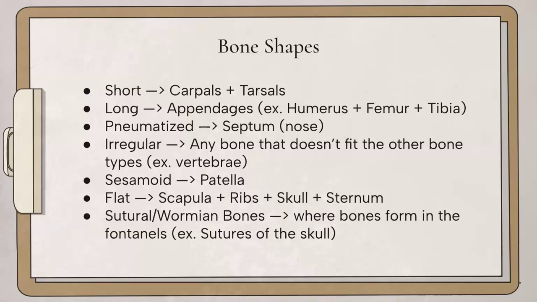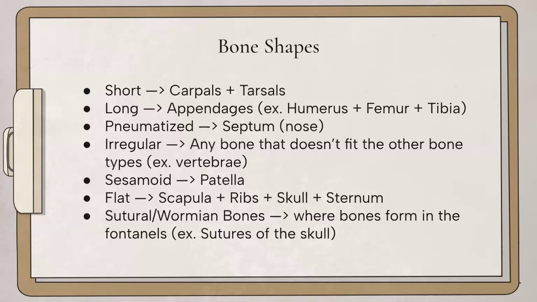Flat bones are the next one. This one is actually quite popular within your anatomical structure. So your scapula, aka your shoulder blades, those are flat bones. Your ribs are flat bones, and then the different bones that compose your skull, so frontal, parietal, occipital, and temporal bones, those are all flat. And then finally, your sternum. Then the very last one is your sutural or wormian bones.